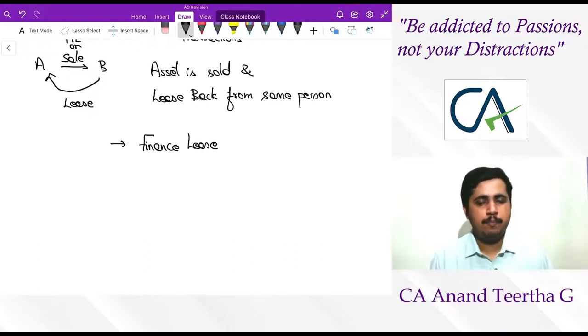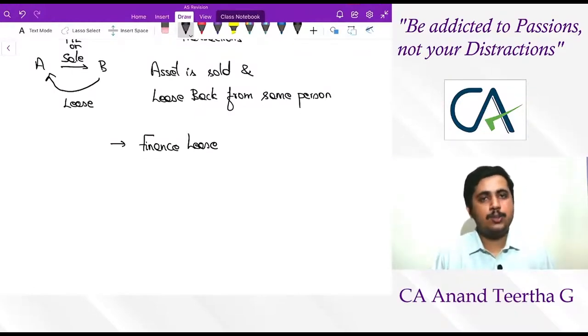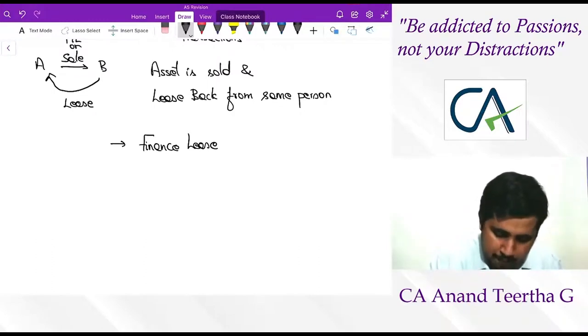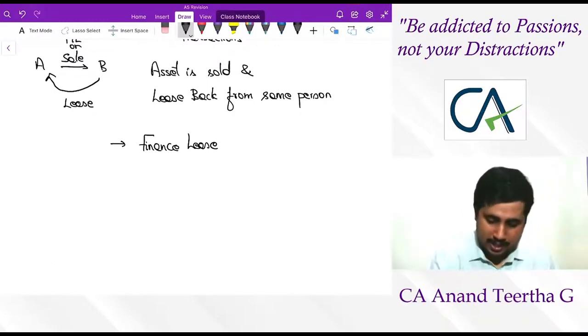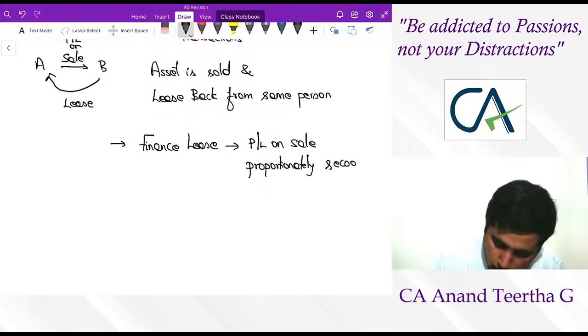A question comes: if you want to take it back on a finance lease, why did you even sell it in the first place? You could have kept it till the useful life of the asset. For that, the institute comes to a conclusion that it may come under a profitability mindset. Therefore it said, if the sale and leaseback transaction is a finance lease, then profit or loss on sale is proportionately recognized over the lease term.